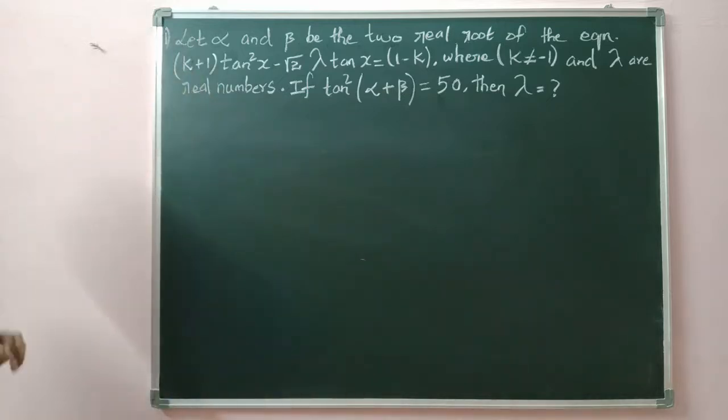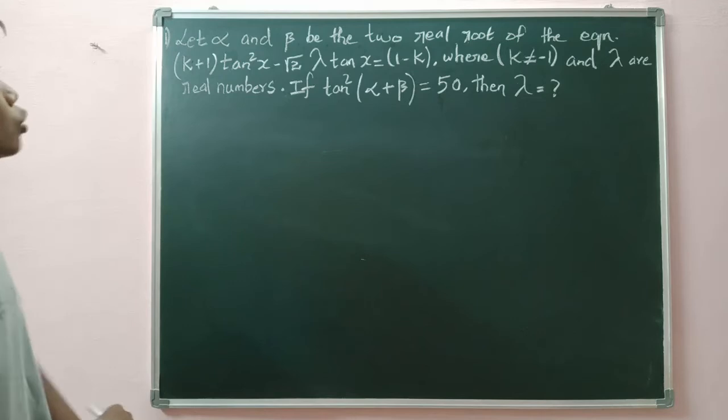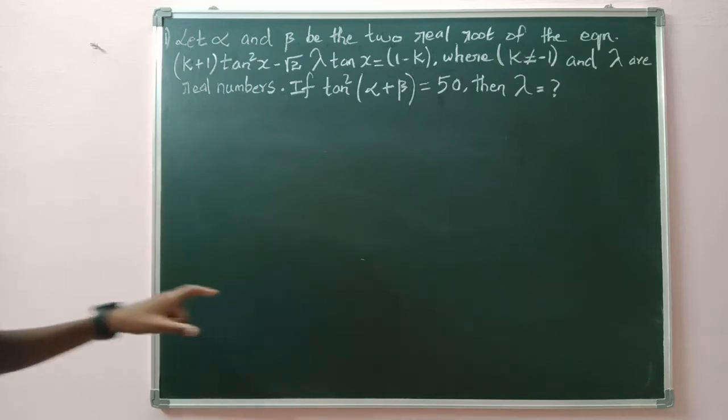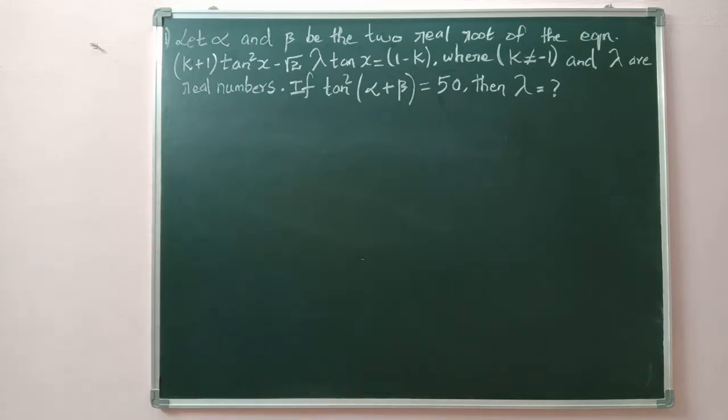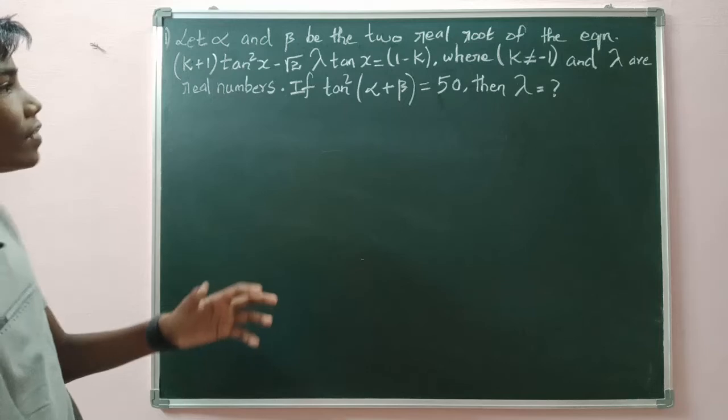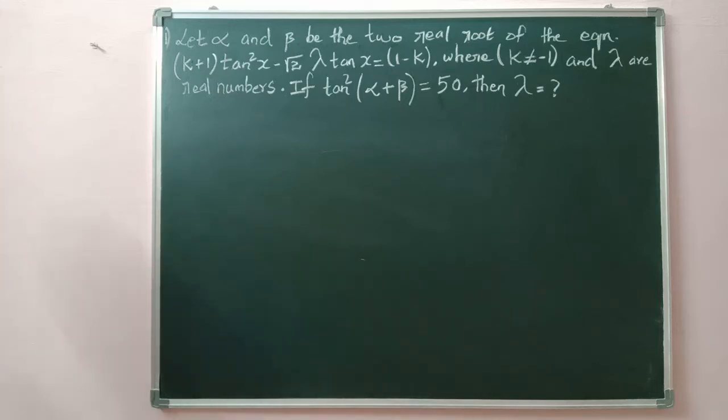The first question is, let alpha and beta be the two real roots of the equation (k plus 1) tan square x minus root 2 lambda tan x is equal to 1 minus k, where k is not equal to minus 1 and lambda is a real number. If tan square of (alpha plus beta) is equal to 50, then find the value of lambda.